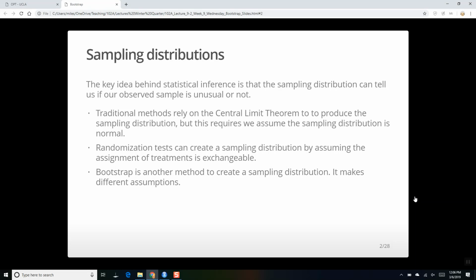Okay, and Bootstrap, we're going to look at two different kinds of Bootstrap today. Maybe we'll only have time for one of them. I don't know. We'll see. Okay, there's two kinds of Bootstrap that we'll mention, and they make different assumptions about the population. And again, the key is we're trying to generate a sampling distribution based on what we're assuming to be true about the population.